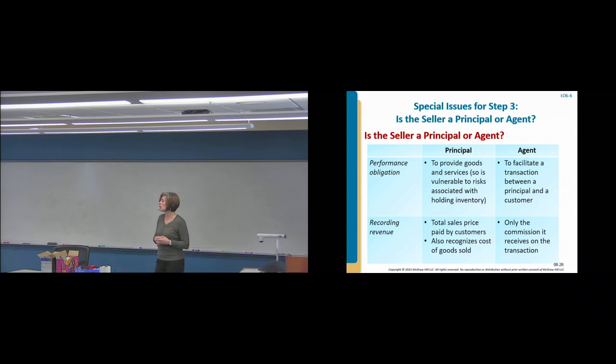And you also would recognize cost of goods sold if you had cost of goods sold. I would not in that example. And then the agent's revenue would be the commission that they earn on the sale of the house. Average commission right now is about 6%. That's average. Don't yell at me if you think it's different. That's just the average.